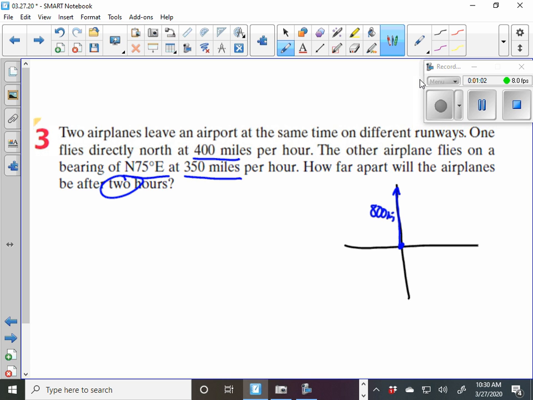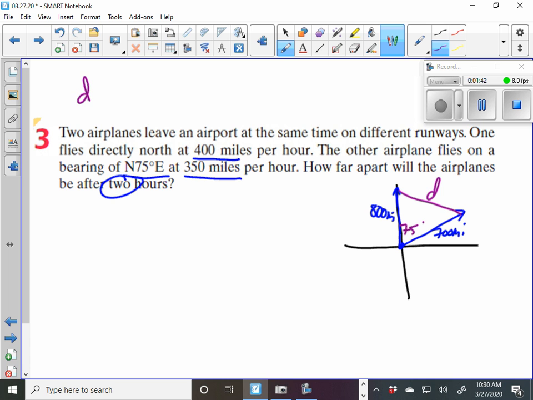The next airplane is north 75 degrees east. So 75 degrees east is like so. At 350 miles per hour for 2 hours is going to be 700 miles. The question now is, how far apart are they, this distance here, after 2 hours? Okay. Keep in mind we know that this is 75 degrees.